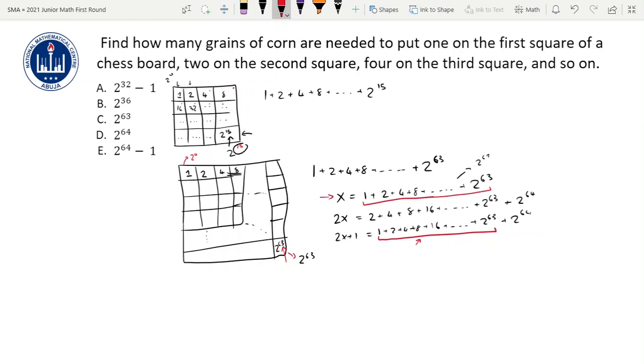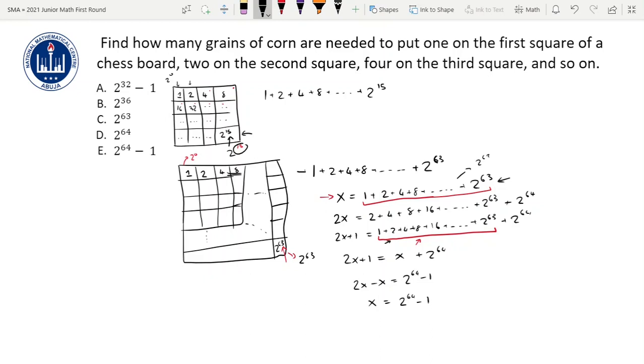So instead of 1 plus 2 plus 4 plus 8 up to 2 raised to the power 63, we can write x. And if we do that, we'll have 2x plus 1 equal to x plus 2 raised to the power 64. Since this expression is the same as what we defined x to be, we can write x in place of that. When you move x to the left hand side, you have 2x minus x, and moving 1 to the other side, this will be equal to 2 raised to the power 64 minus 1. And 2x minus x is just x, and that is equal to 2 raised to the power 64 minus 1.